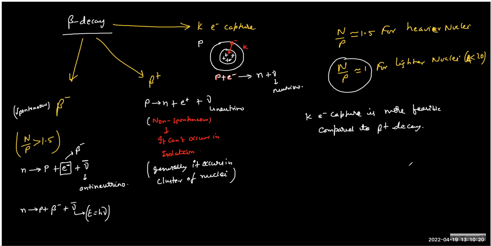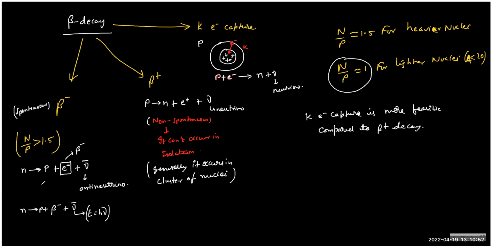Okay. So this is the beta decay, and we'll come to the mathematical part also now. So let's start one by one. So what is the beta decay?